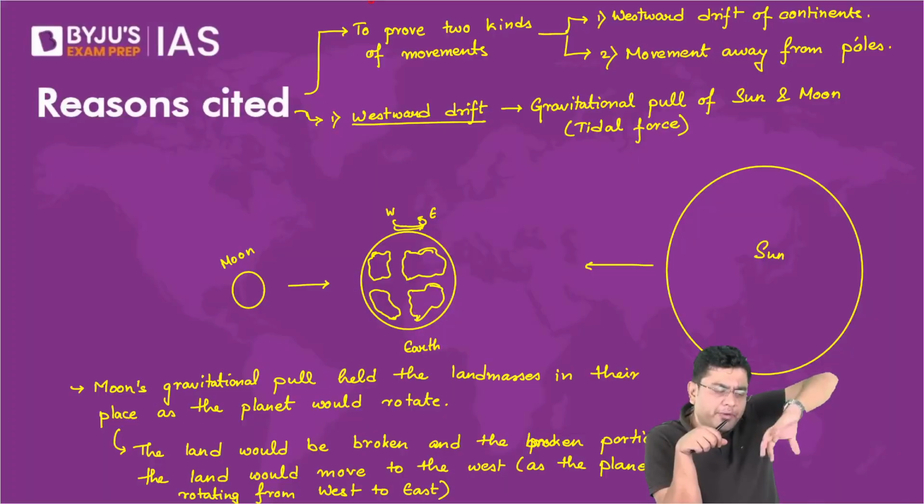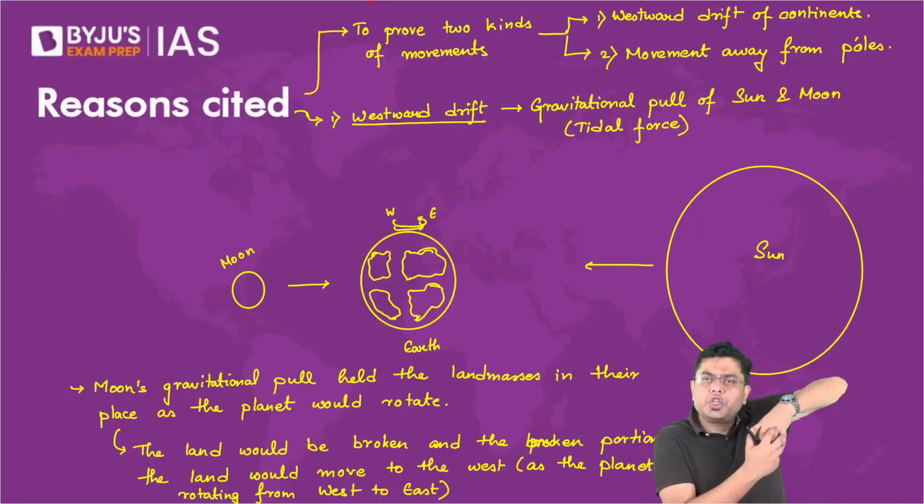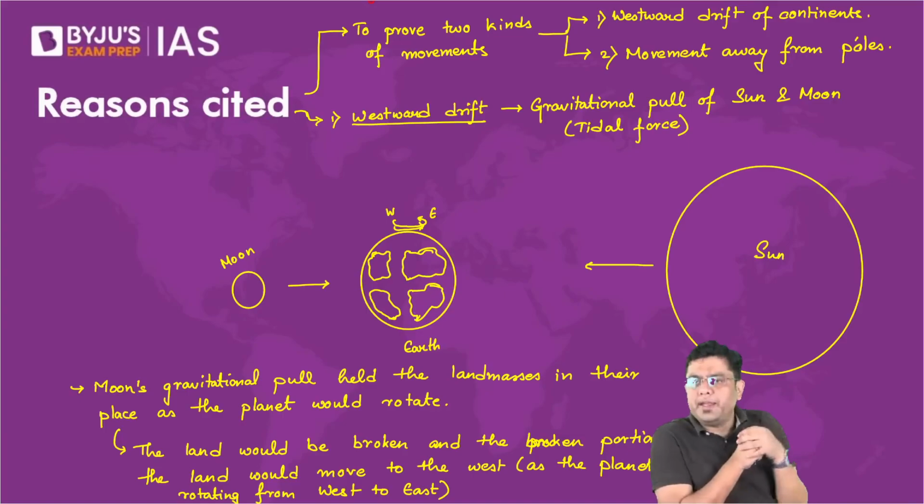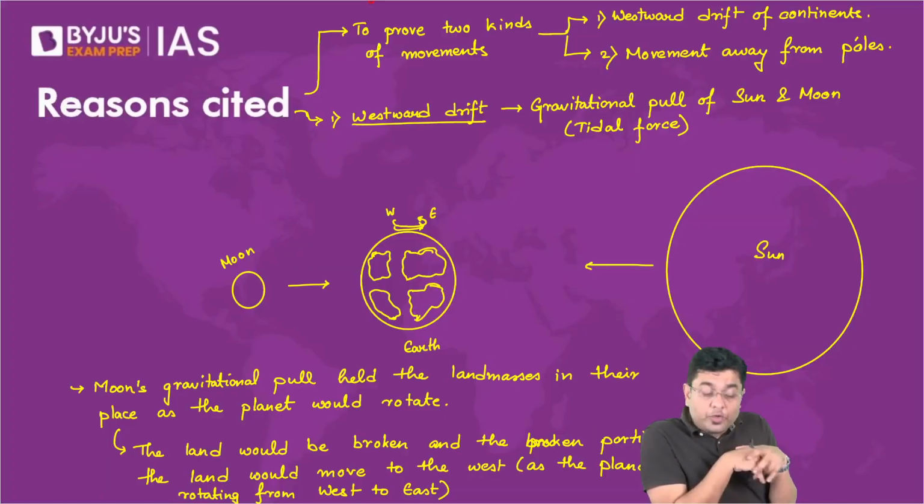So the planet is rotating from west to east. Here is your landmass, which is being held by the moon. Eventually it will break and the moon will be holding it as the planet rotates. So the other part of the unbroken landmass goes with the planet, whereas this one stays where it is. So in relative motion, which direction of movement would you ascribe to the land? It will be in the westward direction. So that is the reason he cited to explain the westward movement. Okay, is that clear? Is that something which is understood, or is there any doubt which prevails?